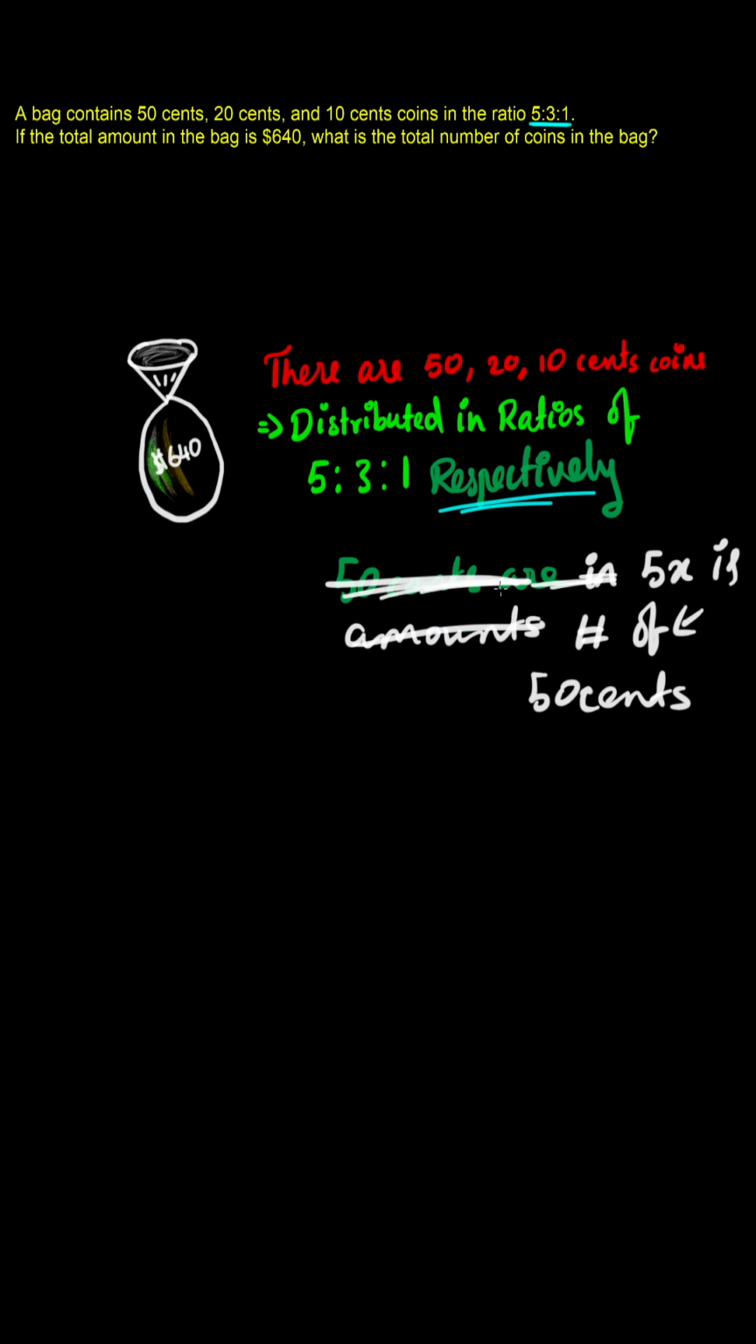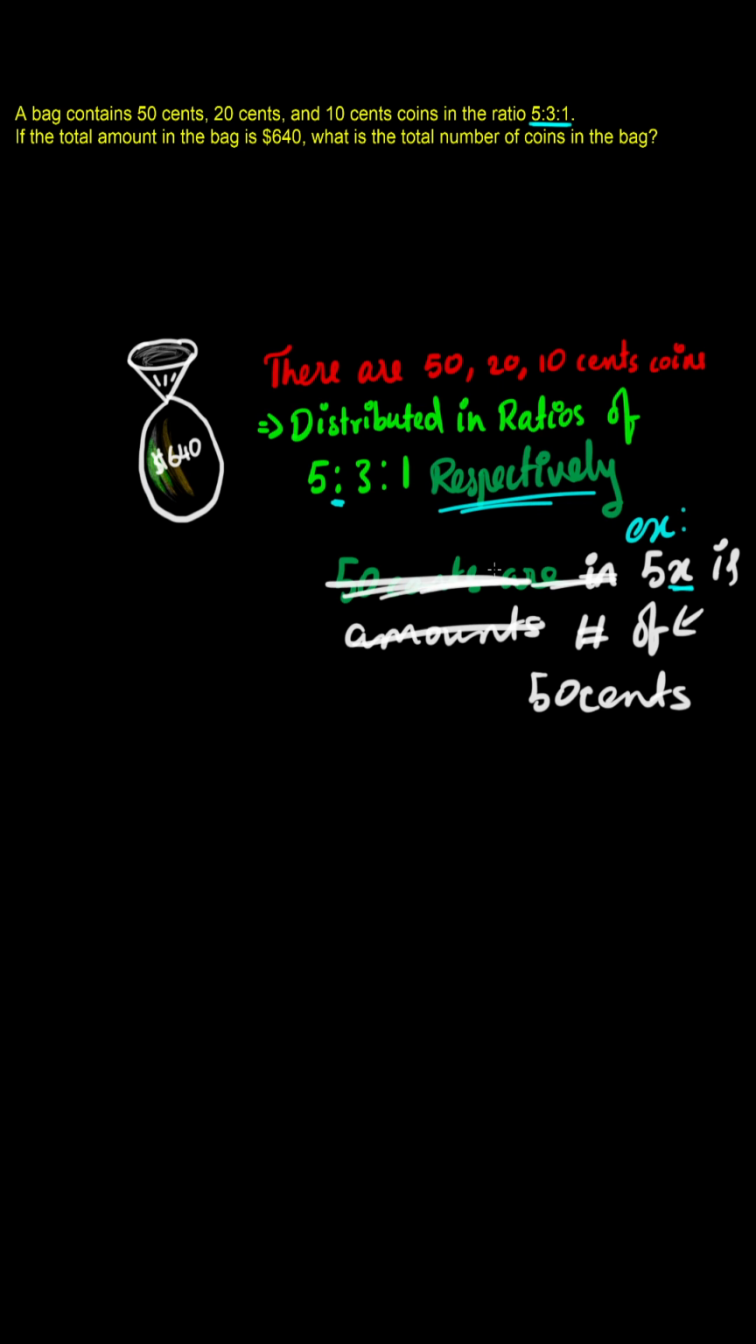Let's give an example. 5x is the number of 50 cent coins. So these are the numbers of these coins in the ratio. Why the x, you might ask? It's because we normally write ratios like this, but if you want to know how ratios work, you put them in fractions.